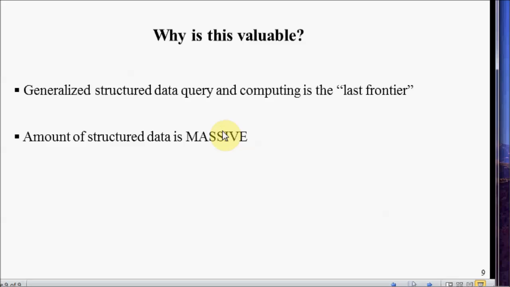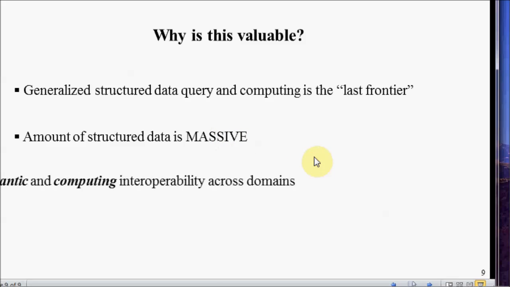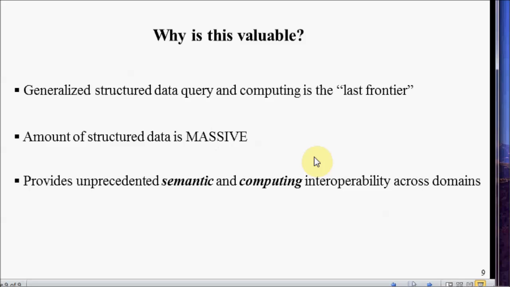Second consideration, the amount of structured data in the world is massive. Third consideration, if you could take a random text string query, like in doing a Google search, and apply it on any structured data, that's an oh my god kind of capability, demonstrating an unprecedented semantic and computing interoperability within and across domains.